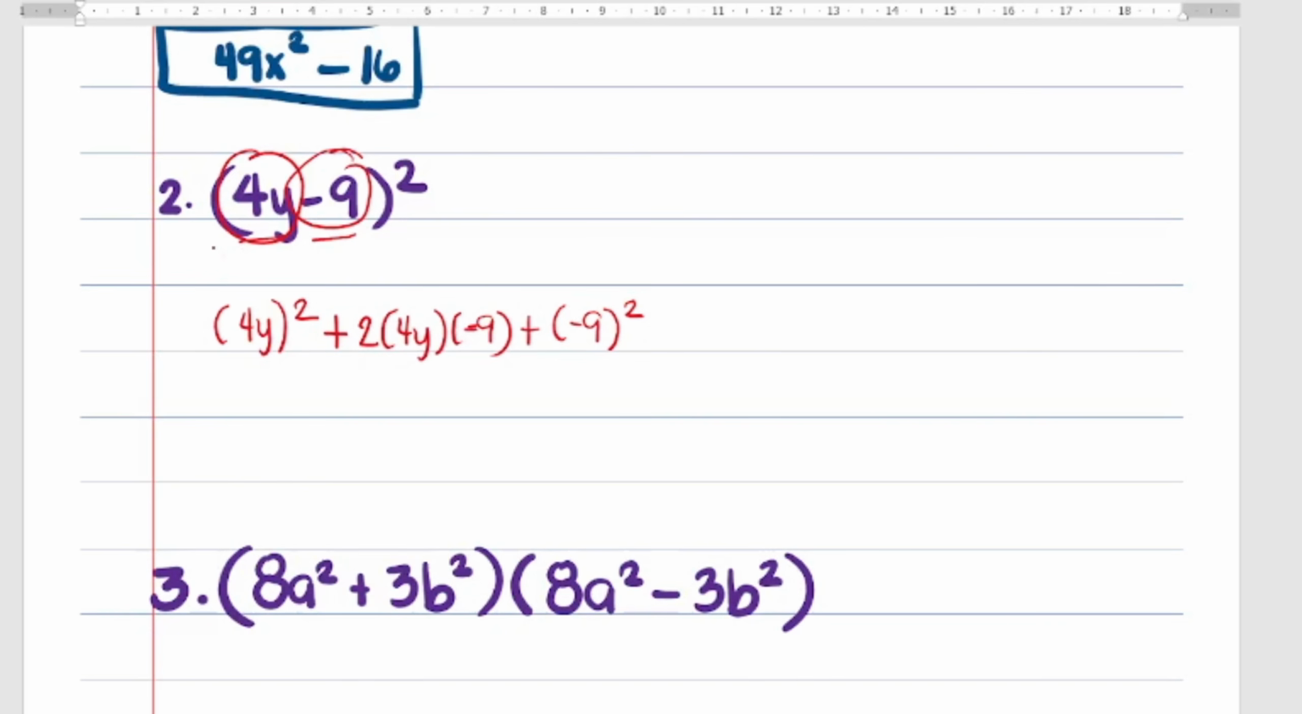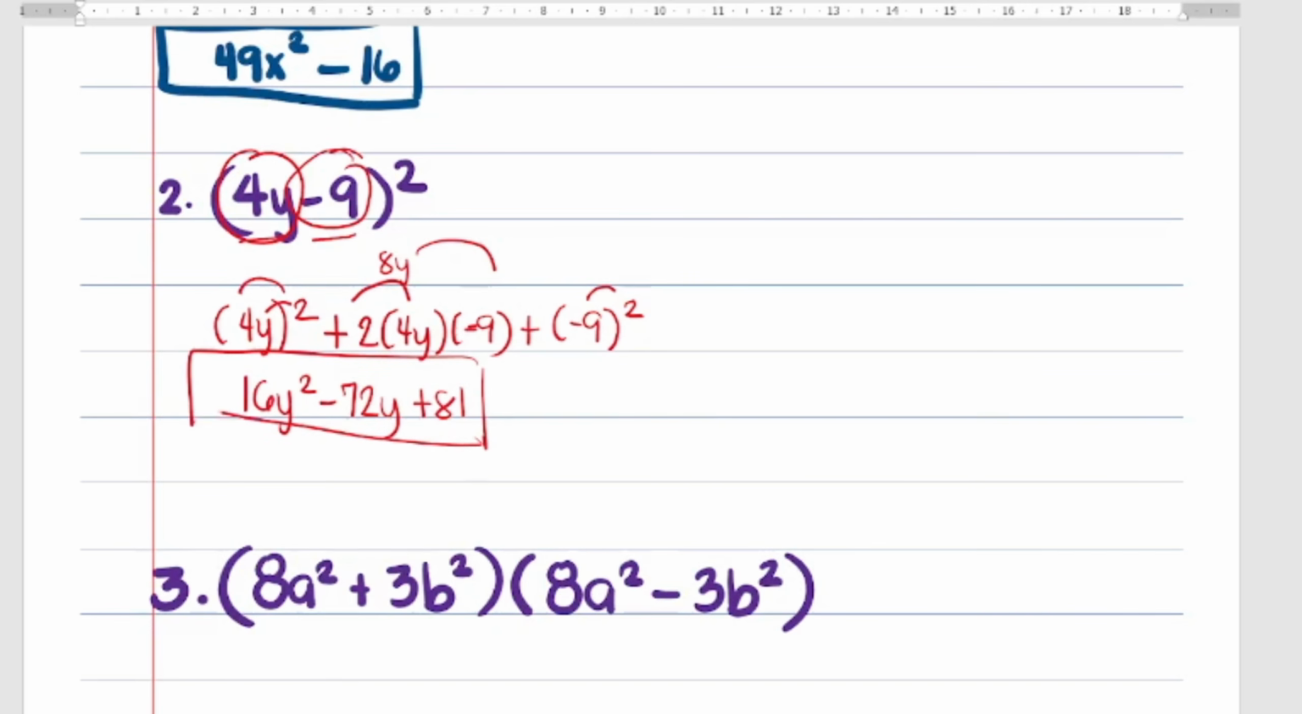So, the square of 4y. Again, always remember to distribute the exponent. So, that's 16y squared. Then, 2 times 4y is 8y times negative 9. That's negative 72y. Then, negative 9 squared is positive 81. So, this is now the answer.